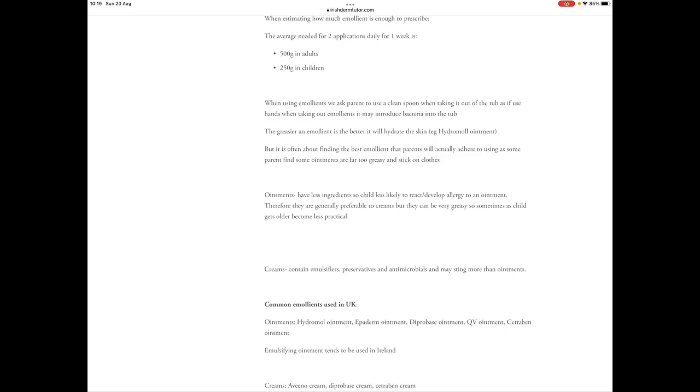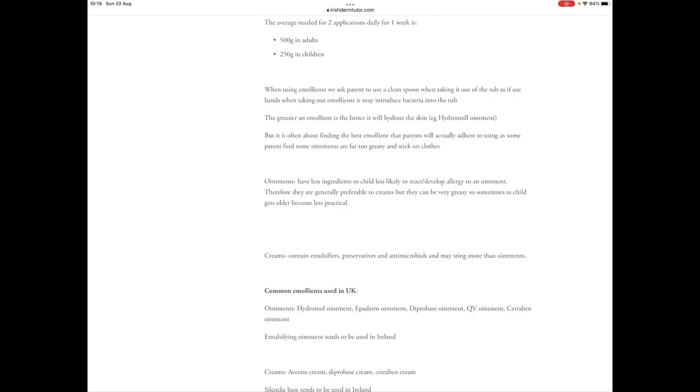Now, the issue with creams is that they contain emulsifiers, preservatives, and different antimicrobials. So they might sting when you use them, and you can also develop contact allergies to them. Ointments have fewer ingredients, so you're less likely to react to an ointment. So as I mentioned, it's oftentimes about finding the balance. If you only prescribe an ointment, they might not use it. So sometimes you might compromise and say, maybe use a cream during the day and then use an ointment at night. It's all about finding the right balance with the patient or parent.